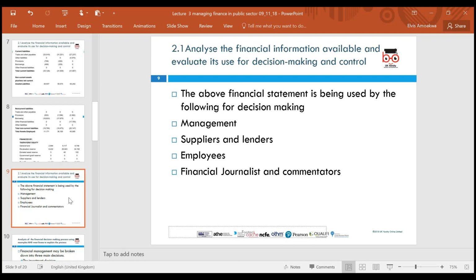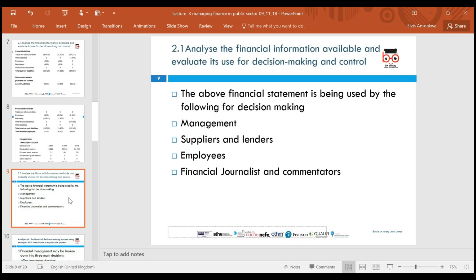And this decision can be taken by, one, management of the trust. It could be used to take decisions by suppliers and lenders. Employees will also use it. And then financial journalists and commentators will also use it. That is why it's in the public domain. So management will use it for their internal decision making. Suppliers and lenders will also look at the balance sheet and decide whether they have to supply things or not. Lenders will also decide whether they should lend the trust money or not.